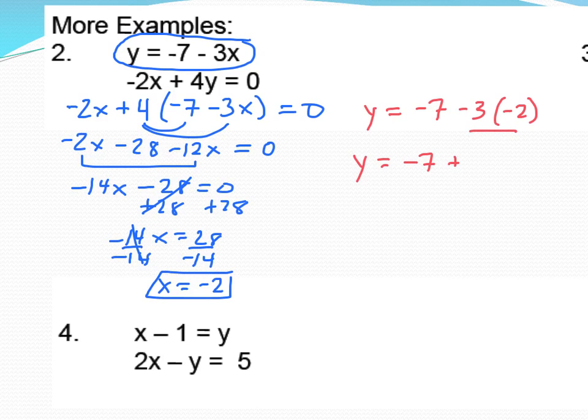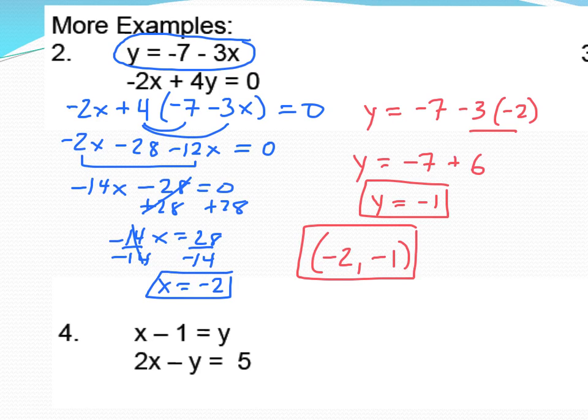That is going to be plus 6. Then I have negative 7 plus 6. That's going to give me negative 1. So I now know what y is. I now know what x is. So I'm going to express my solution as a point of negative 2, negative 1, x comma y.